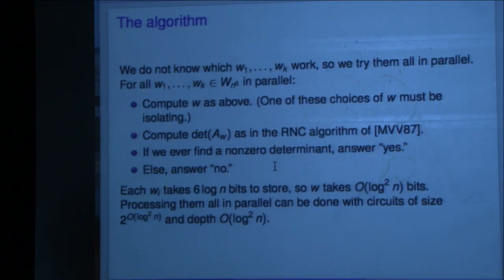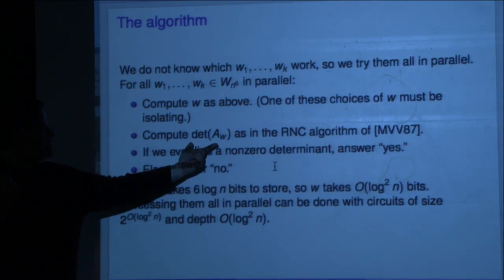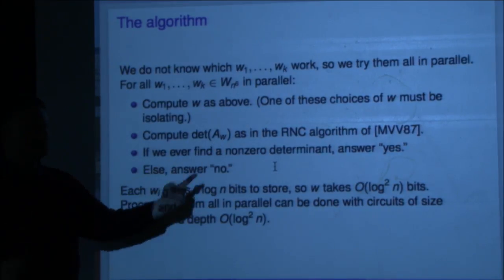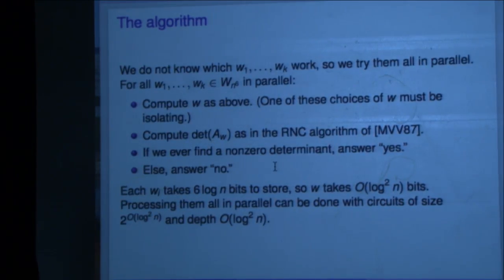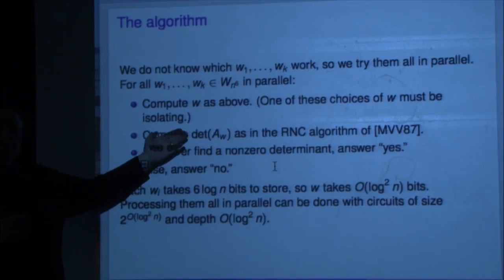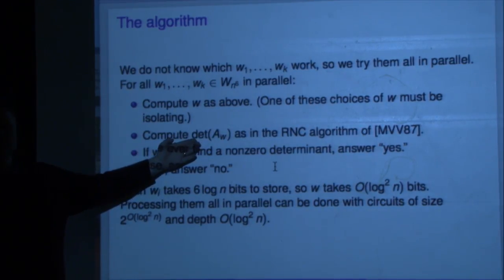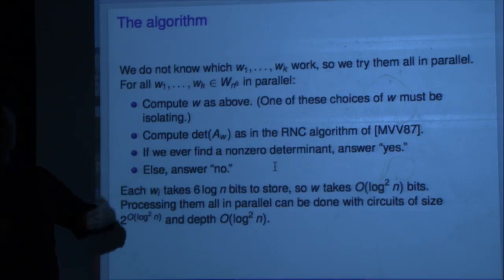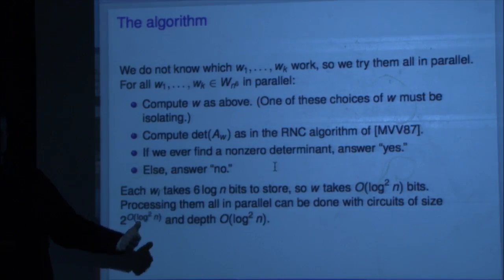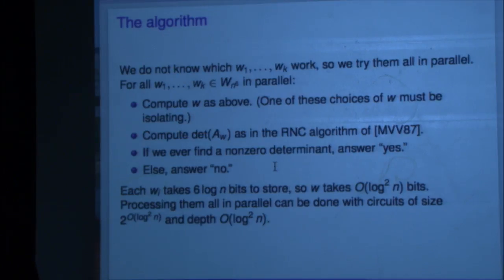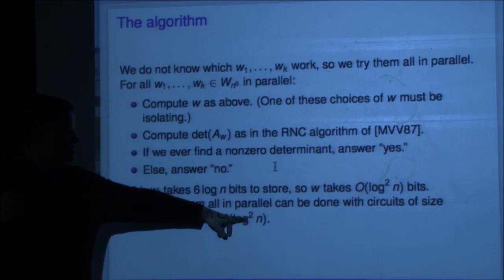Now, there's some technical issues here. The entries of this matrix that you're computing the determinant of are actually quasi-polynomial size. If you just do Berkowitz's algorithm on a quasi-polynomial size input, it's not going to be depth log squared. It's going to be depth log to the 4th, or 3 or 4, yeah. It's still an NC algorithm, but its depth is higher than what I'm claiming, which is log squared.